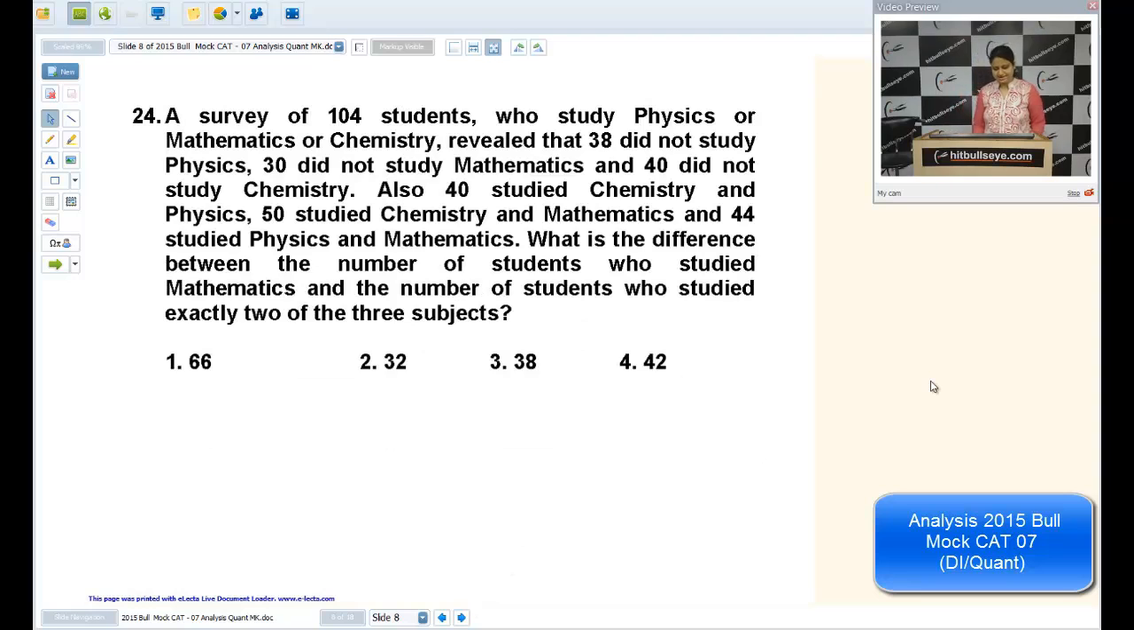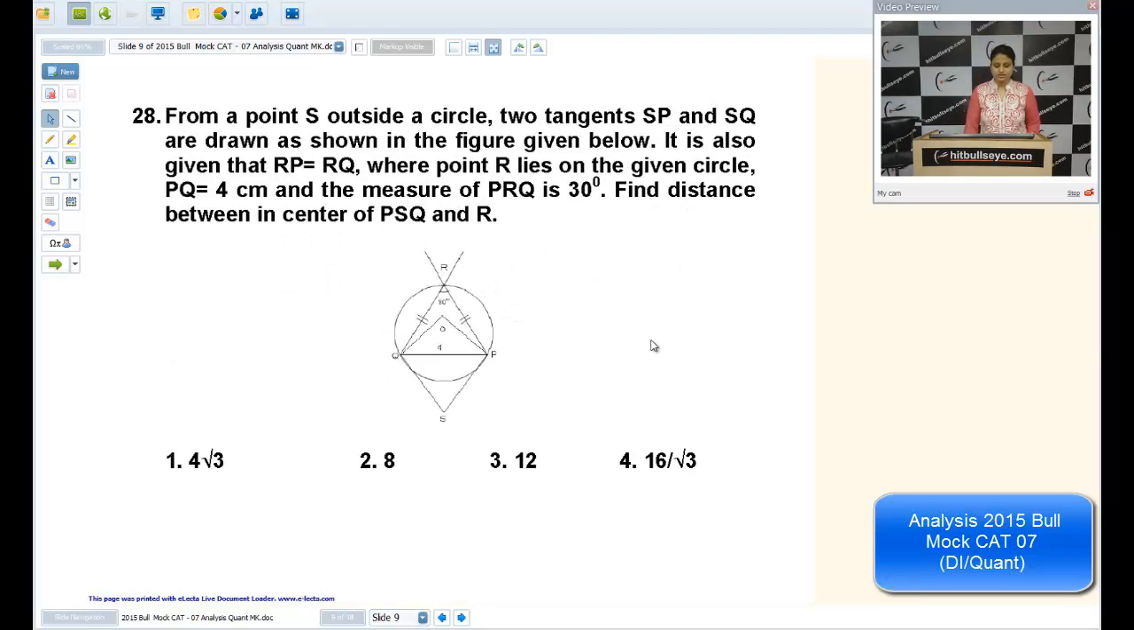24th, easy again, a Venn diagram question. Any problem in this question? Please write in the chat box explaining. I'm leaving this once again. 28, geometry again. Should I move further?